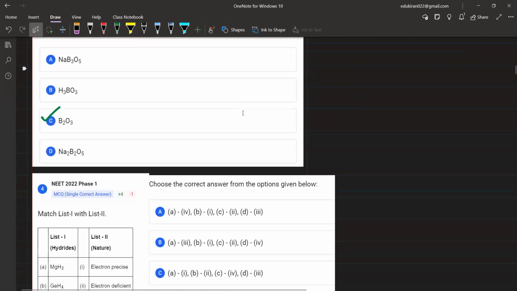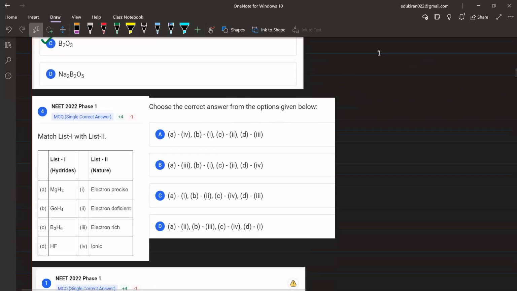Brilliant. Hope all of you have written this. Try this one. This is something that you all can do. You have to identify which one of the following is electron precise. That means the central atom has completely 8 electrons. Electron deficient means it has less than 8 electrons. Electron rich means there is the presence of lone pair electrons, and ionic means it is an ionic compound. Try this one. Okay, Marita, let me see. No, I don't think so. What answer did you give? No, Marita, this is not right. Try again.